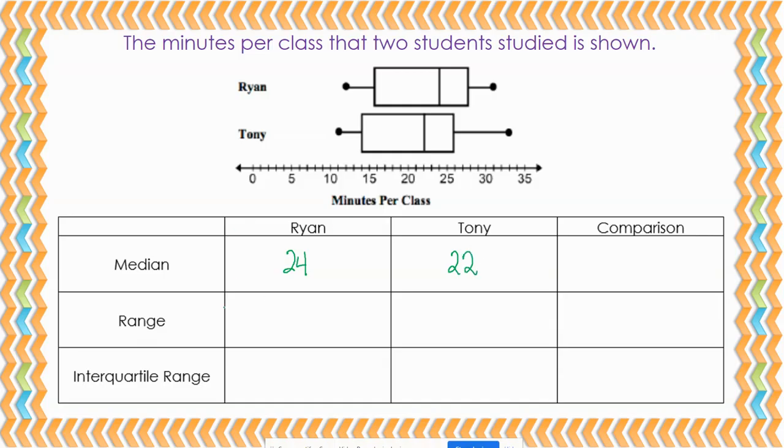So since Ryan has a greater median, I can say that he typically studies more than Tony. So I'm going to say Ryan's median is greater, which means he typically studies more than Tony.